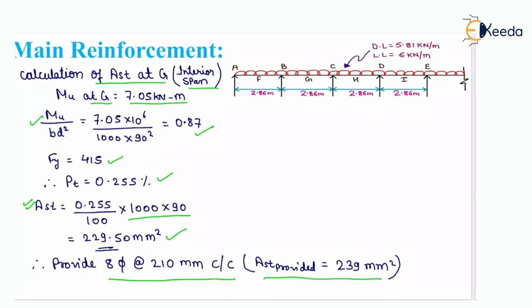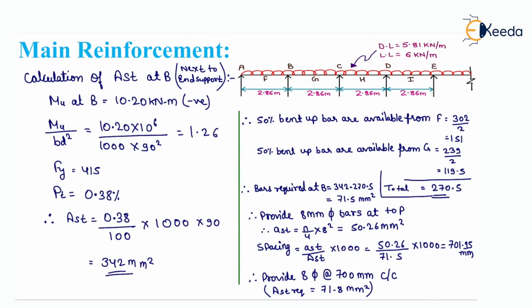Now at B, next to end support, the bending moment value at B is 10.20 kilonewton meter and this bending moment is negative. Now we will calculate Mu upon BD square and we will get 1.26. For Fy equals 415, the percentage of reinforcement is 0.38%. Now again we will calculate Ast and we will get 342 mm square. Now at negative support, we provide bent up bars.